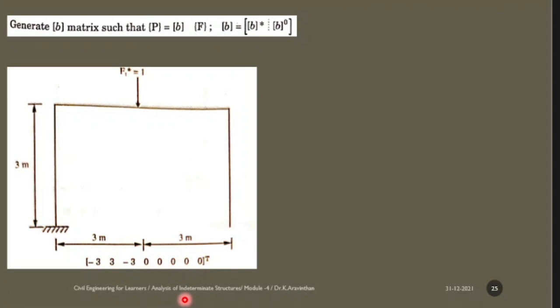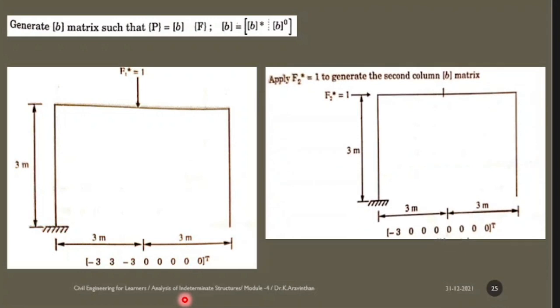This is the way to find beta matrix 1. Now, how to find beta matrix 2? That is, apply a force of 1 kilonewton at the F2. Now, the second force comes into action.